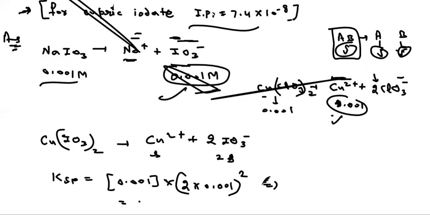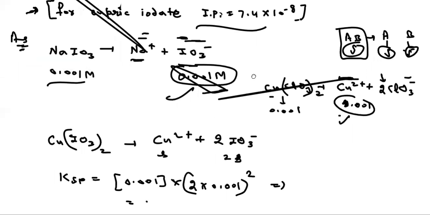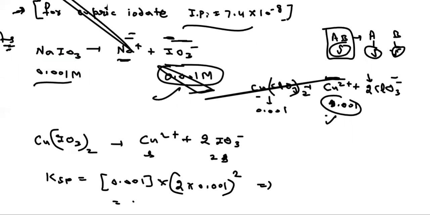Sure, sir, give me one quick second. Yeah, sure. I'm waiting for that. Oh yeah, so it's 4 times 10 to the power minus 6. 4 into 10 to the power minus 6. Okay. And that's it, right? Yes.